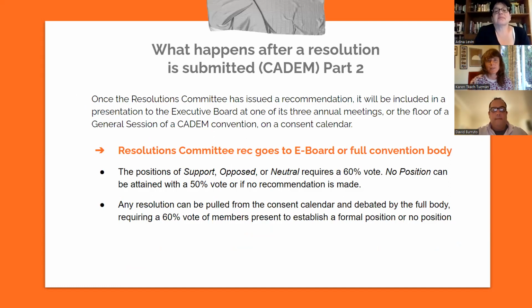Part 2, what happens to your resolution after it's submitted? Yeah, so this is where it can get wild. If it's accepted and the resolution gets presented to the executive board or the convention, which is a bigger subset, in order for really much to happen, it has to reach a 60% threshold. Meaning support, opposed, or a neutral position requires a 60% vote.